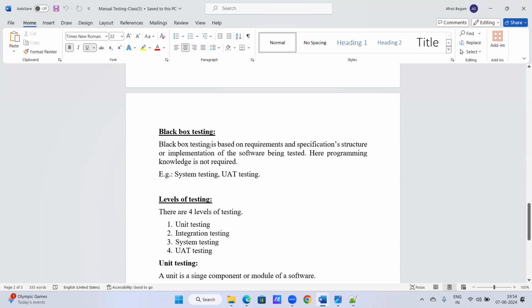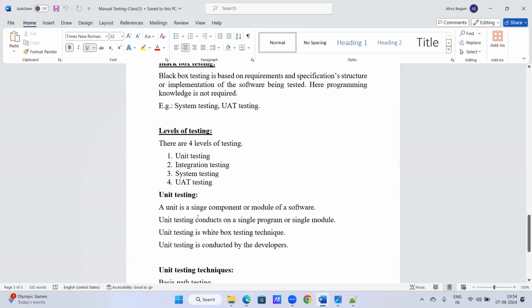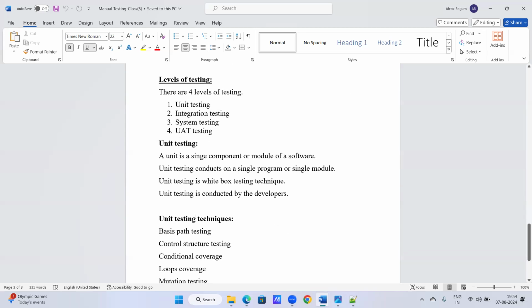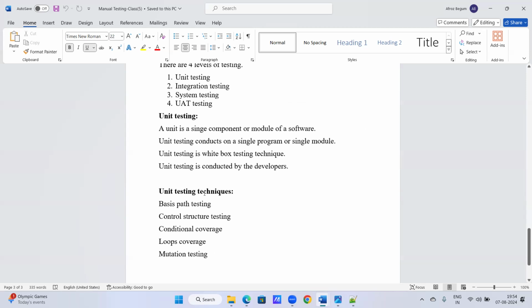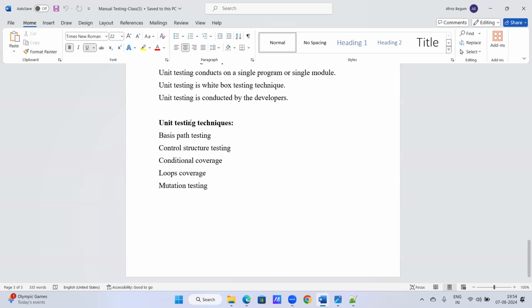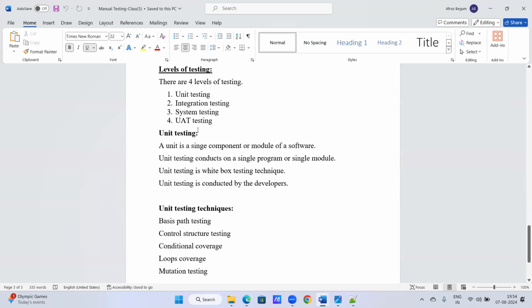What is black box testing? Black box testing is based on the requirements and specifications, not the structure or implementation of the software being tested. Here, programming knowledge is not required. Who is going to use black box testing techniques? Testers only. That's why in the examples I considered system testing and UAT testing. Later we will discuss levels of testing in detail. There are 4 levels: unit, integration, system, UAT. We will discuss unit testing and its techniques, and integration, system, and UAT testing in detail, and the techniques that come under each.